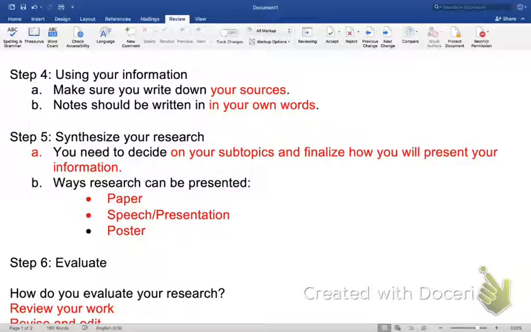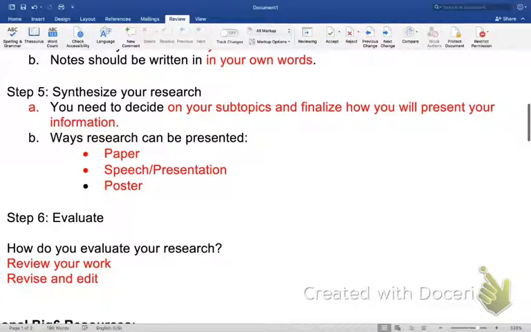Ways that your research can be presented. You could write a research paper, but remember we talked about that. We're going to steer away from the paper and really try to look at the technology we have out there. Maybe you can do a blog instead of a paper. You can write a speech or presentation. We can do PowerPoints, or we can use Sway, which we talked about, or you can do something visual like a poster.